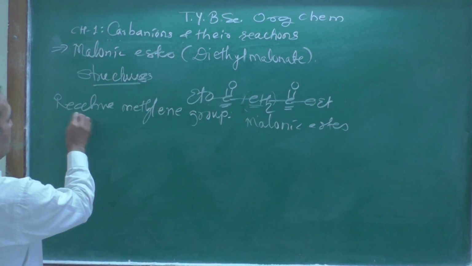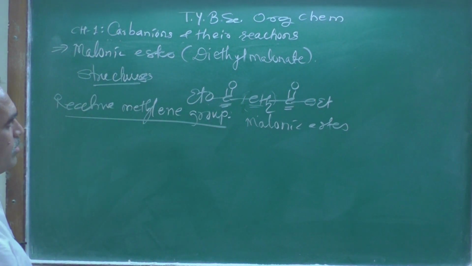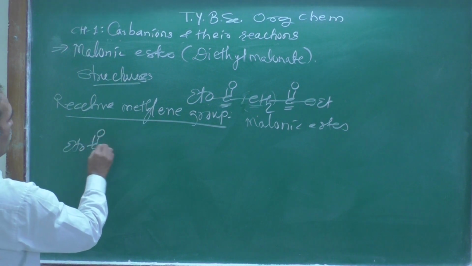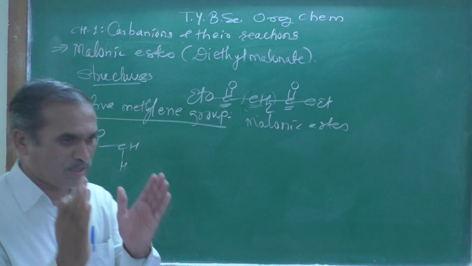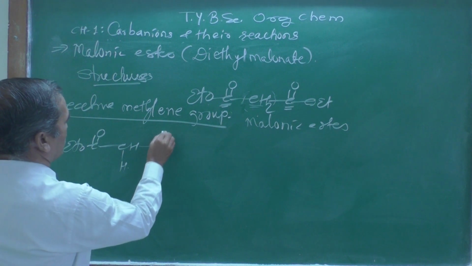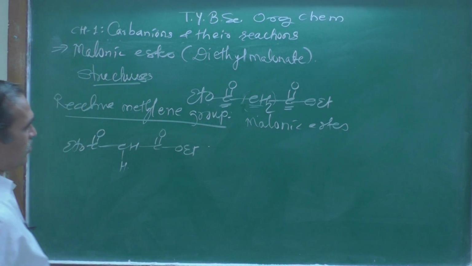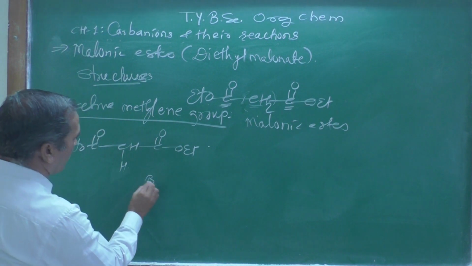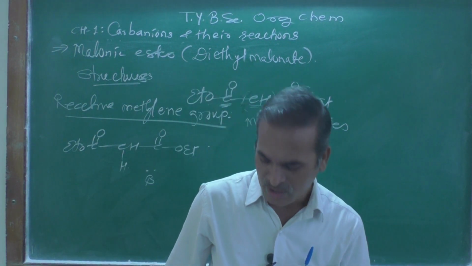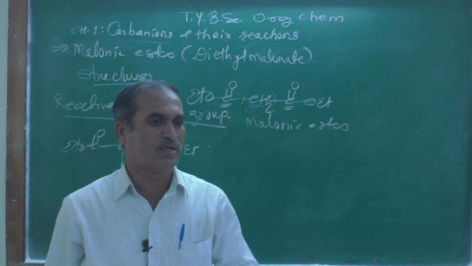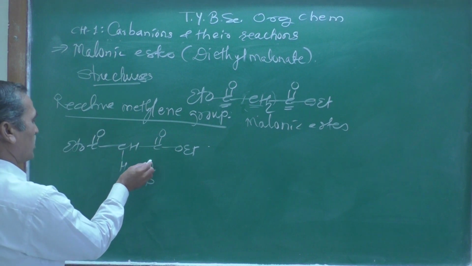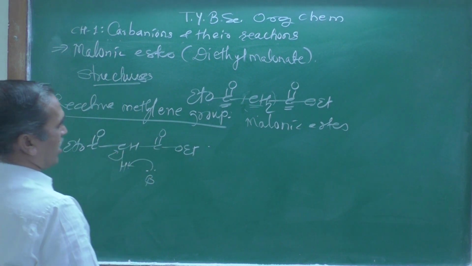Let me explain this concept of the reactive methylene group once again. Here EtO, then C double bond O, CH, and for the sake of clarity I am writing this hydrogen atom in this manner, then C double bond O, OEt. Now any base we can use generally, but in this particular case, for the generation of the carbanion, we are employing strong bases. The base will abstract the proton and form a carbanion.